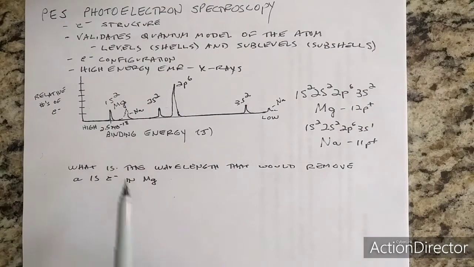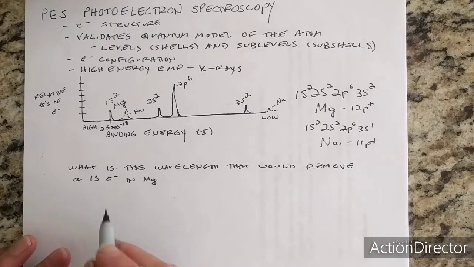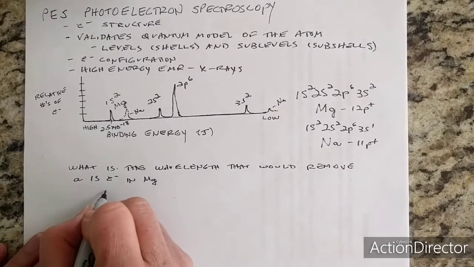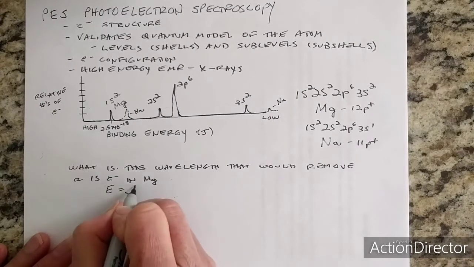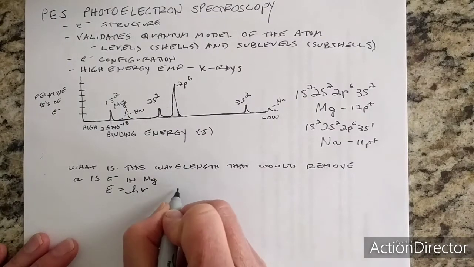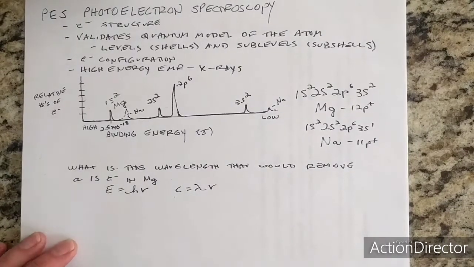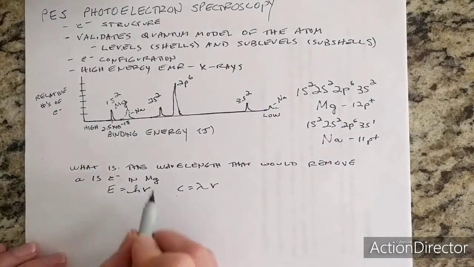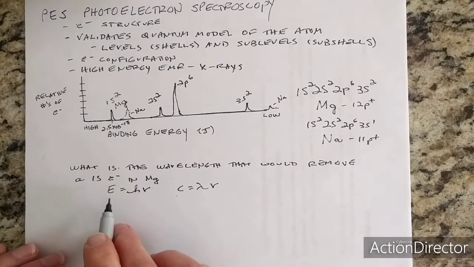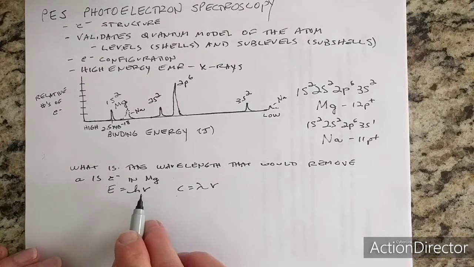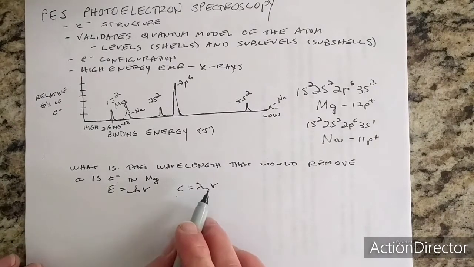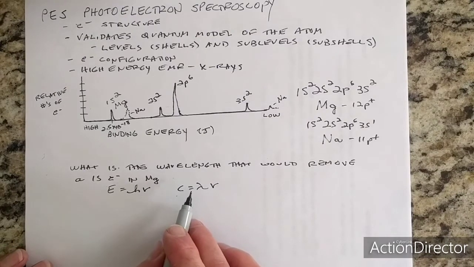So to get the wavelength, we have the energy, and your AP equation sheet has those two important equations whenever we're dealing with EMR. So we know that E equals h nu and c equals lambda nu. So first we can find the energy and then calculate the frequency. Once we have the frequency, then we'll figure out our wavelength.